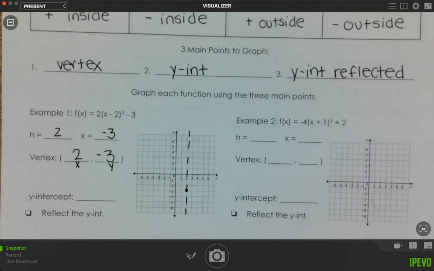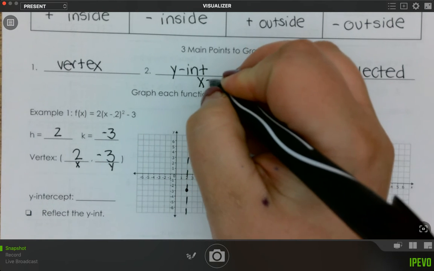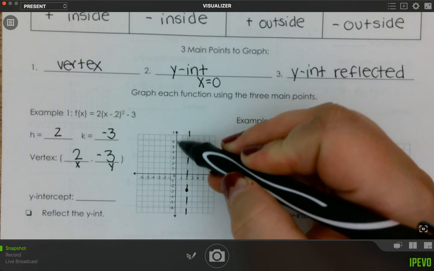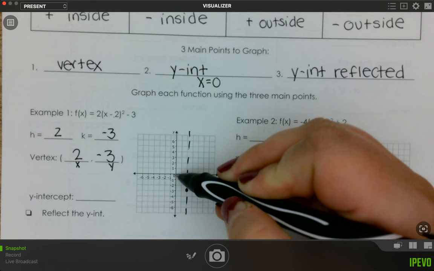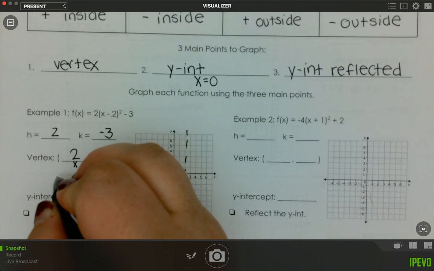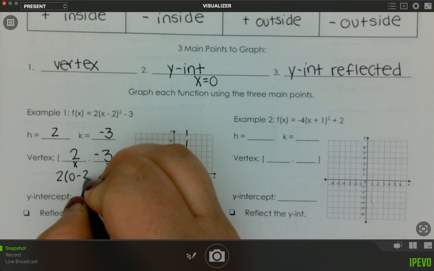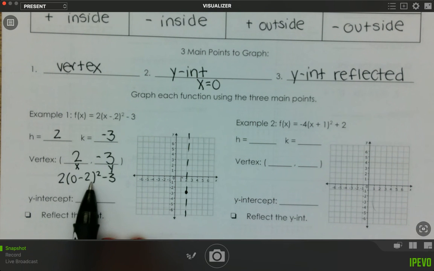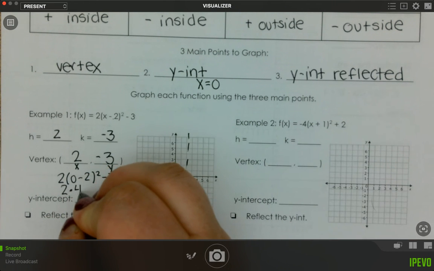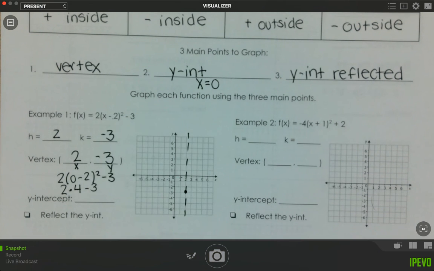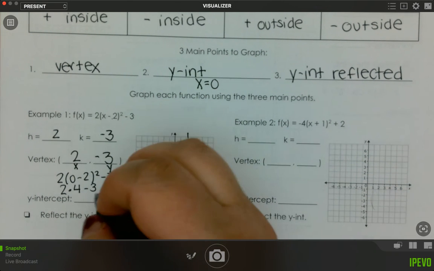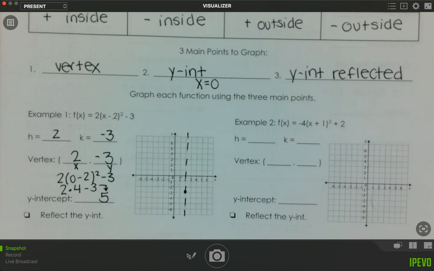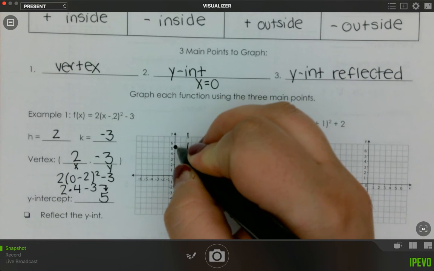For the y-intercept, remember that for a y-intercept, x is always 0, because if you're on the y-axis, x, this one, is 0 in the middle. So what we're going to do is plug in 0. That's what you can always do for y-intercept no matter what type of equation you have. Now, 0 minus 2 is -2. And -2 squared is 4. So I basically have 2 times 4 minus 3. 2 times 4 is 8, minus 3 is 5. So my y-intercept is here at 5.